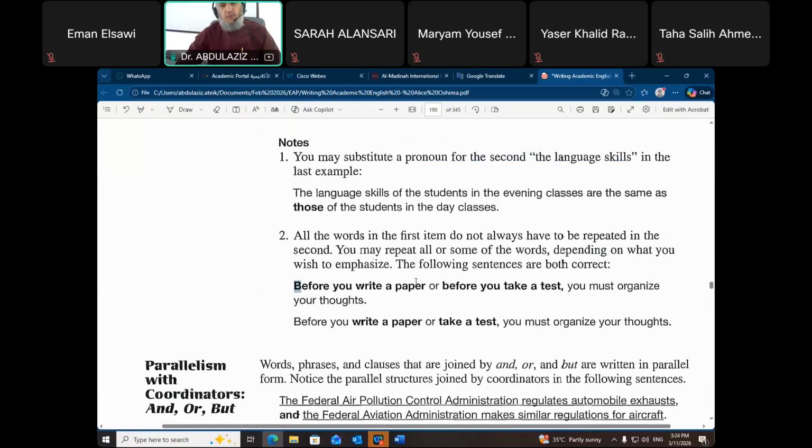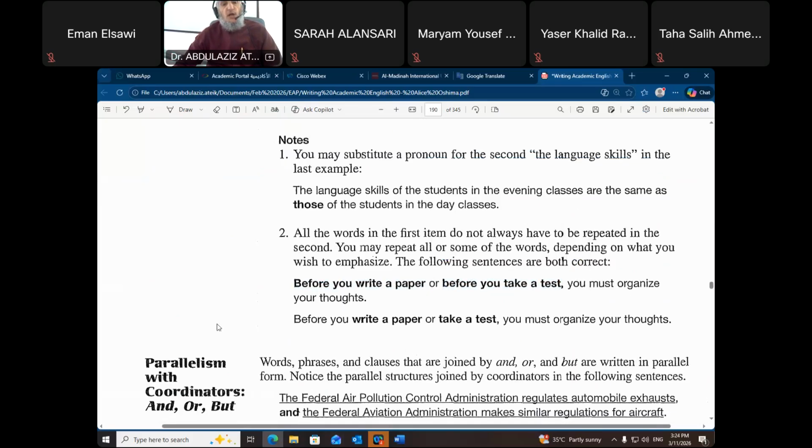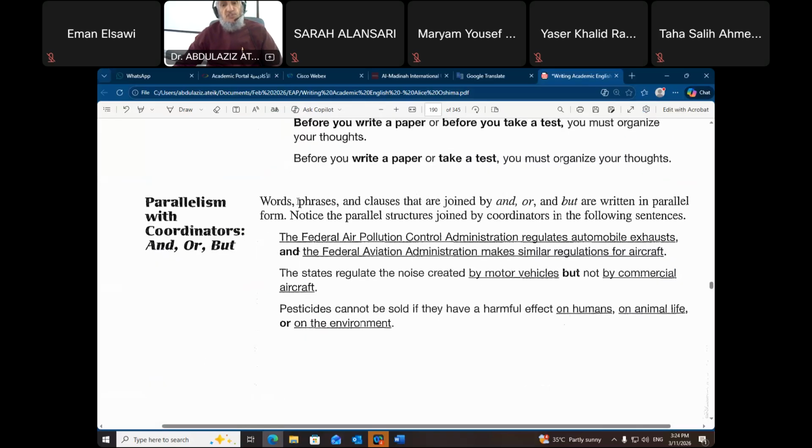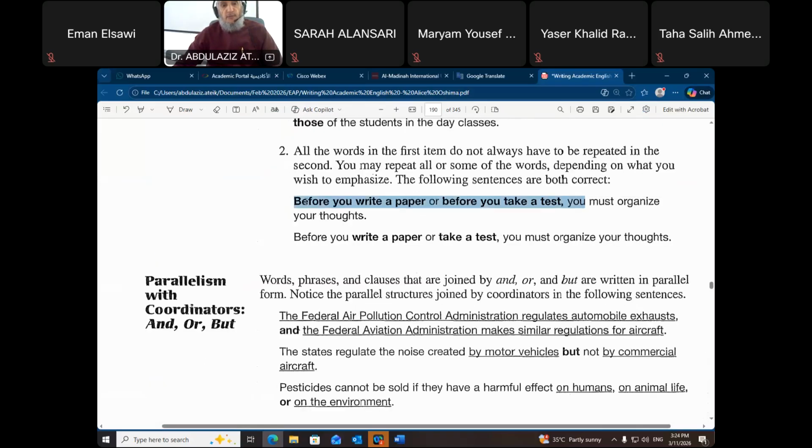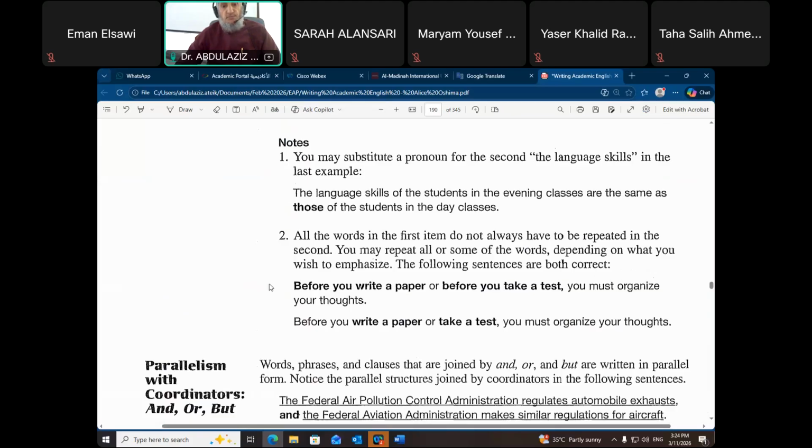This one, before you write, this is a clause. Before you take a test, this is another clause. So these are 2 clauses, but these are time clauses, not noun clauses. Adverb clauses, because they begin with before. Before you write a paper or before you take a test, you must organize your thoughts. So they call this adverb clauses.